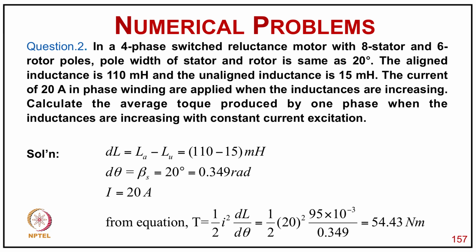So for the solution, dL equals La minus Lu, that is 115 minus 15, so that's 95 millihenry, and d theta equal to beta, that is 20 degree, or 0.349 radian, I equal to 20. So from torque T equal to half I square dL upon d theta, it comes to 54.43 Newton meter.